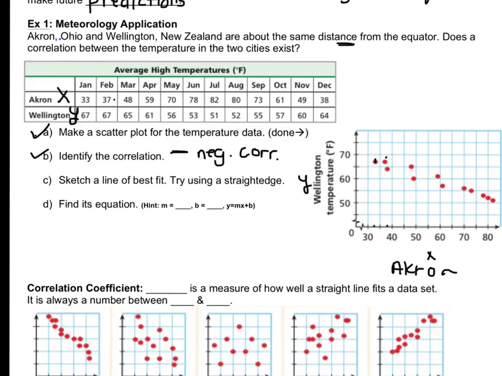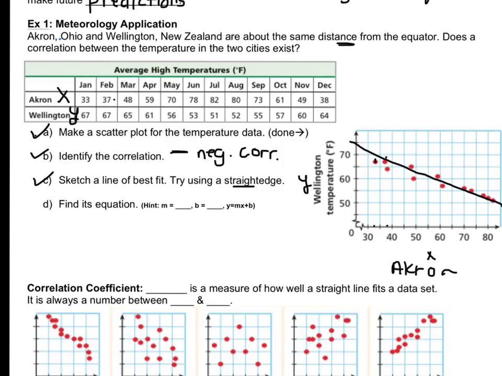Next, we will sketch a line of best fit. Try doing this as straight as you possibly can with an approximately equal number of dots above and below the line. So let's see how I do. That's not too bad. That's without a straight edge, so maybe yours will be better. So we've done that, and now we will find the equation of that line. So we need the slope, and we need the y-intercept.